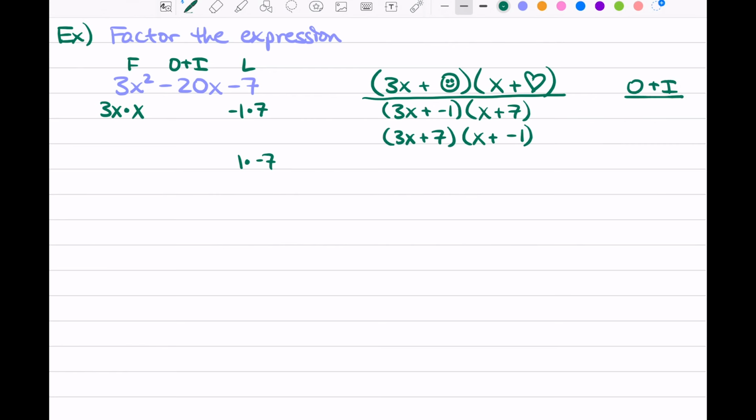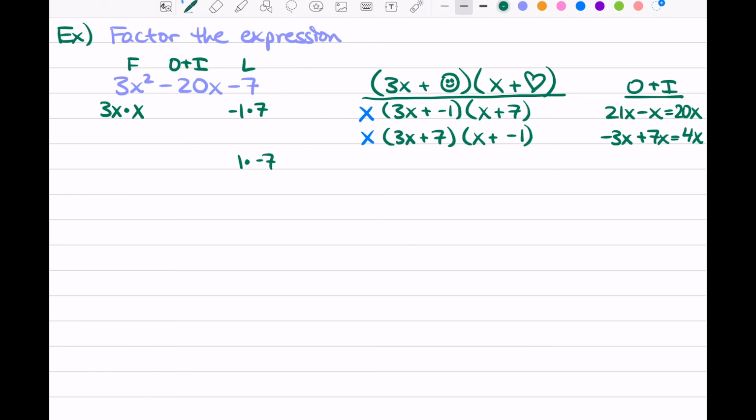Our O is 7 times 3x, which is 21x. And our I is -1 times x, or minus x, which gives us 20x. That is not what we want. We want -20x. Okay, let's try our second option. Our O is -1 times 3x, which gives us -3x. Our I is 7 times x, or 7x, which gives us 4x. And that is not what we want.